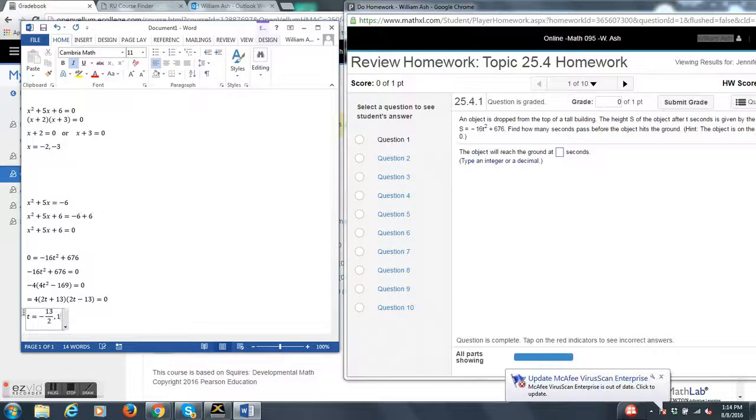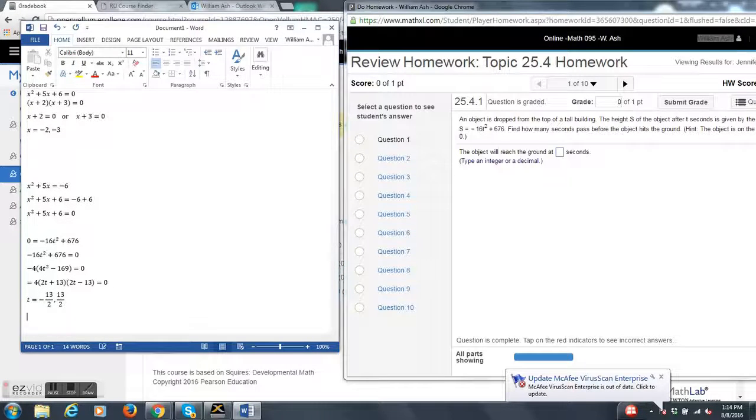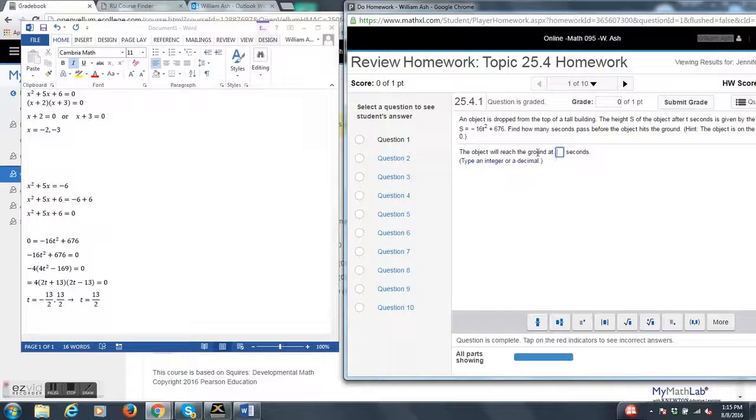13 divided by 2. Well, since we're talking about an actual time, I'm going to throw out that negative. And I just get t is 13 divided by 2. There you go, and that's your answer. I guess they want it as a decimal, right? So that's 6.5 seconds.